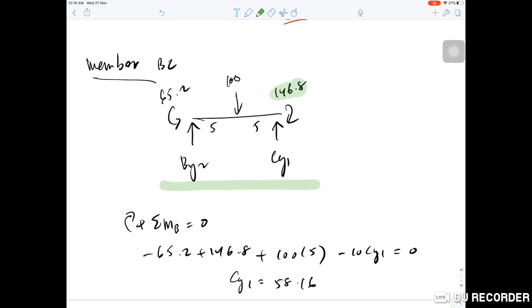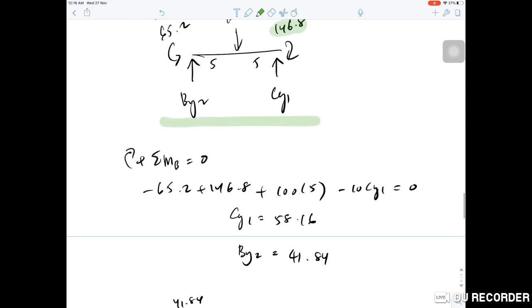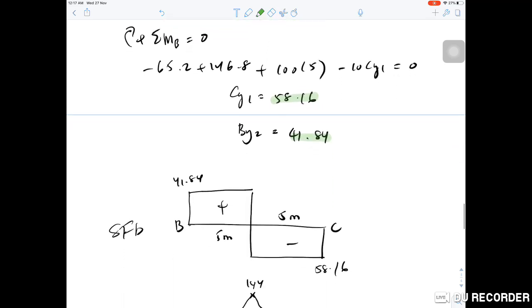So the moments, negative and positive, we get from the table, right? Negative 65.2 and positive 146.8. Okay, so there are shear forces at B and C, BY2 and CY1. So we need to determine the value of the shear force. So we get CY1 is 58.16 and BY2 is 41.84. So using these values, we draw the shear force diagram.